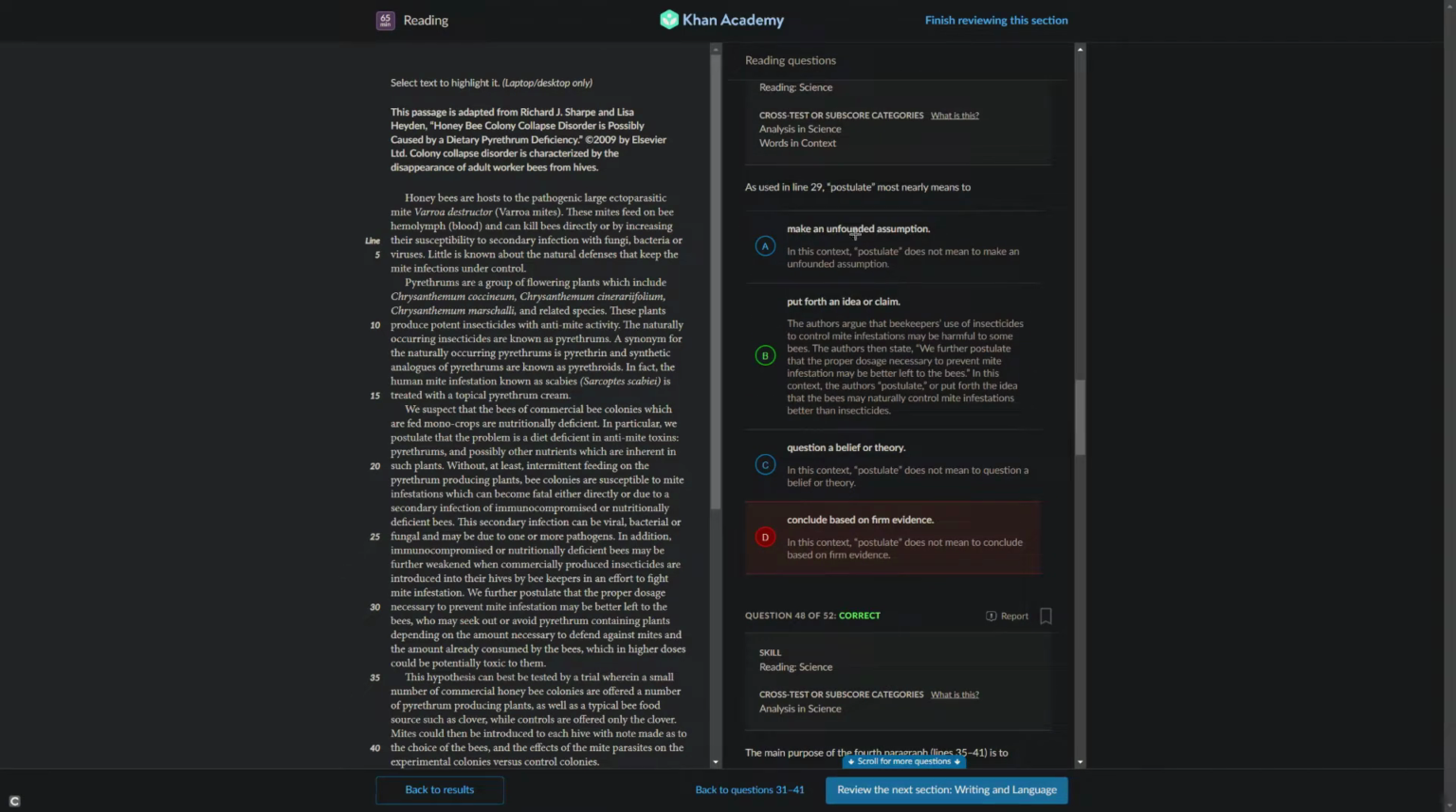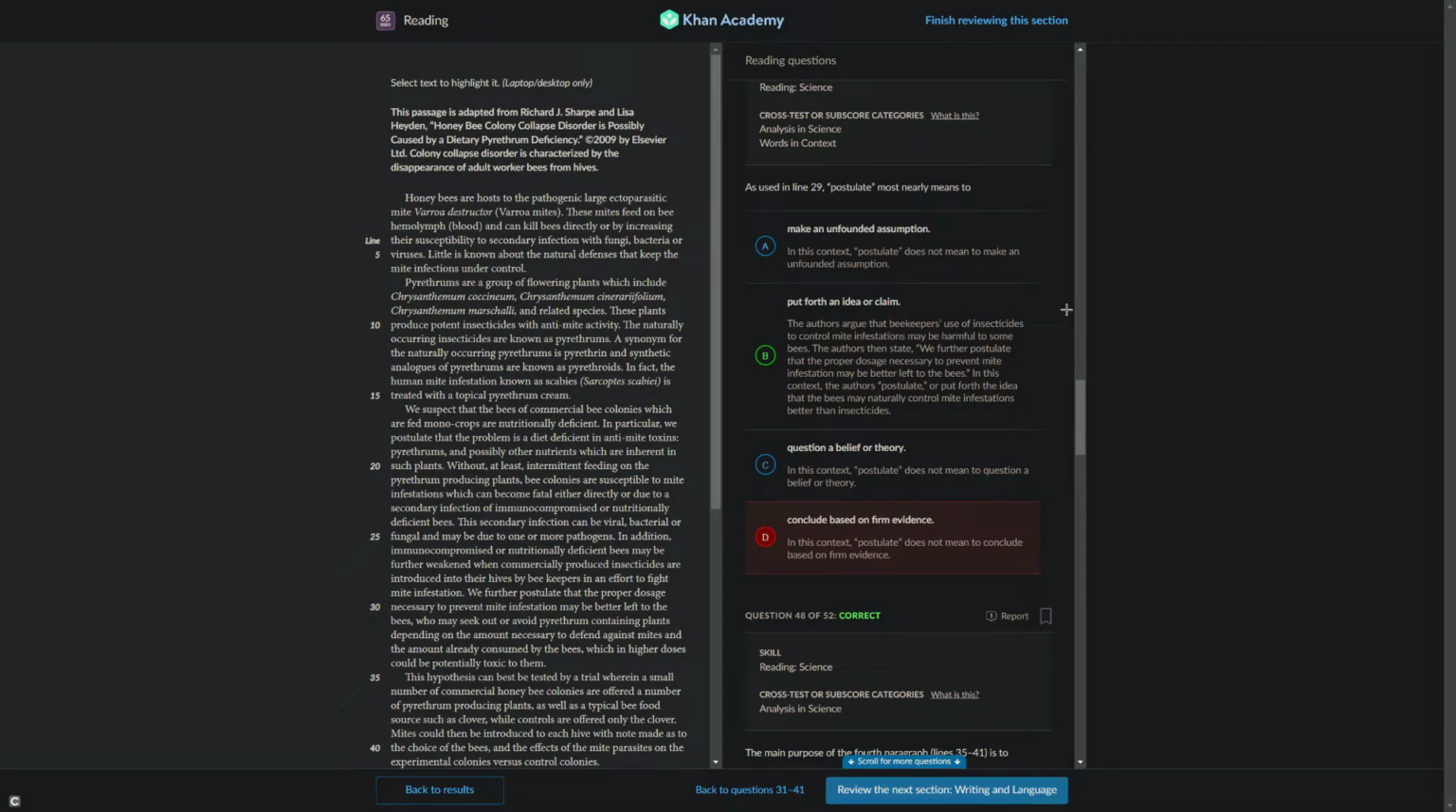And last one. As used in line 29, postulate most nearly means. Line 29. Right here, we further postulate that the proper dosage necessary to prevent mite infestation may be better left to the bees. Okay, make an unfounded assumption. Well, I don't think that's what postulate means. And then put forth an idea or claim.